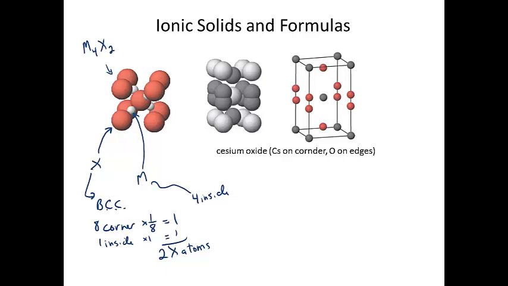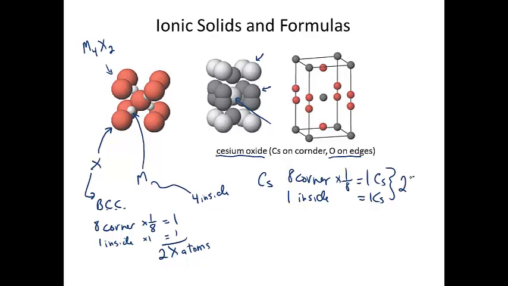Next what we'll do is look at another one. This is actually the structure of an oxide of cesium. Cesium are these atoms on the corners. The oxide are the edges, the gray ones here. So if you look at it, the cesium has 8 atoms on the corners and 1 atom inside. So the cesium has 8 corner atoms. Those are 1/8 each, so that's 1 cesium. 1 inside, that's this one right there. That equals another cesium. So there's a total of 2 cesium atoms.